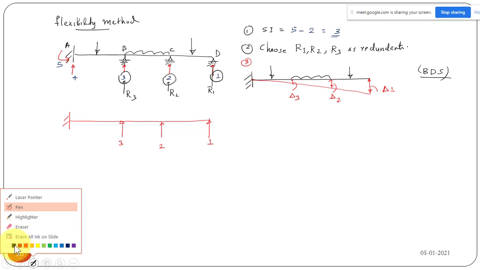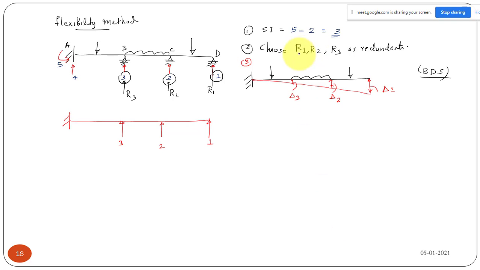Next, in the basic determinate structure, once you remove these three extra unknowns, you will get a basic determinate structure. The basic determinate structure should be stable also. So the cantilever beam is anyway a stable structure, and in the basic determinate structure you can find the deflections at these points wherever I have removed my reactions, supports. So that's why I am finding the deflection at those points, delta 1, delta 2, delta 3. So that is my next step.